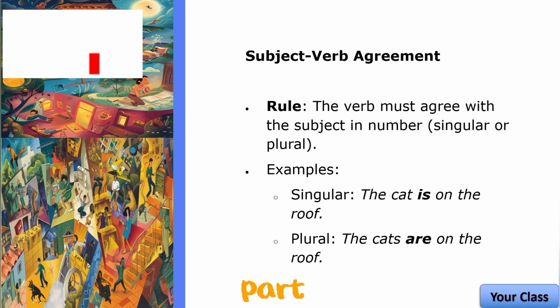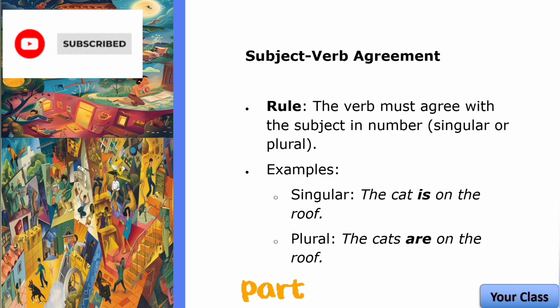Now turning to subject-verb agreement. Subject-verb agreement rule: the verb must agree with the subject in number, singular or plural. In other words, a singular subject requires a singular verb and a plural subject requires a plural verb. For example, singular subject: the cat is on the roof. Here, cat is singular, so the verb is also singular. Plural subject: the cats are on the roof. Here, cats is plural, so the verb are is plural.